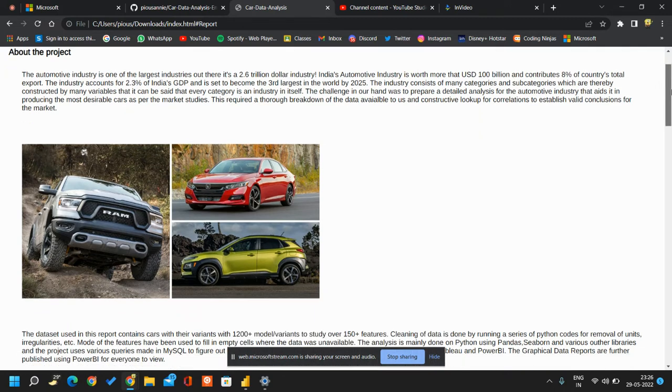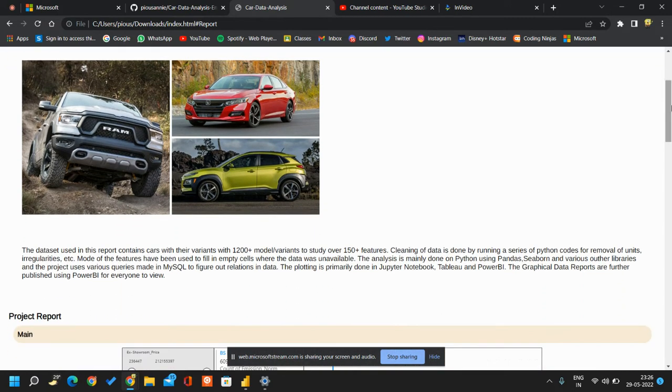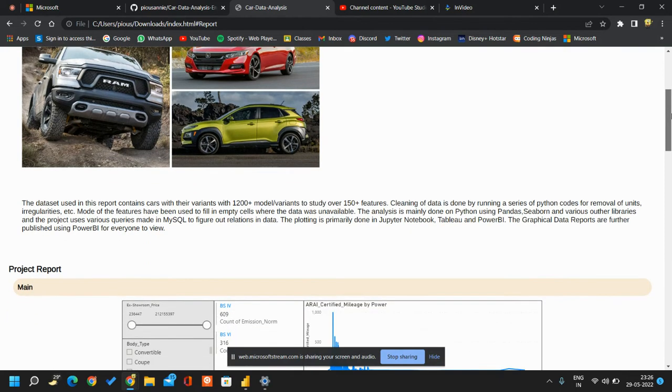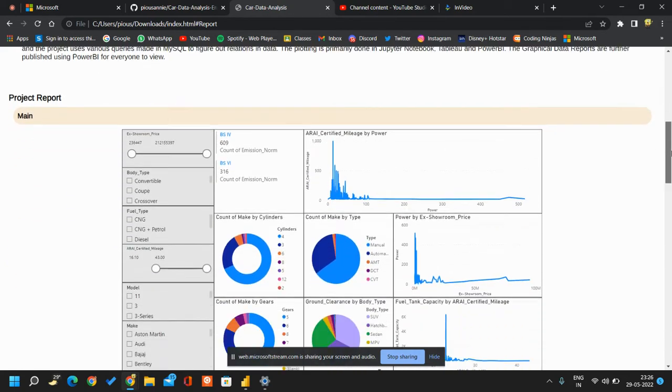Now, for the front end, we are using HTML and CSS, with Jupyter Notebook at the back end, and that helps us to generate the data analytics using the Pythonic libraries such as NumPy, Pandas, Matplotlib, Seaborn, and Plotly to execute exploratory data analysis. We also use MySQL and Power BI as well.